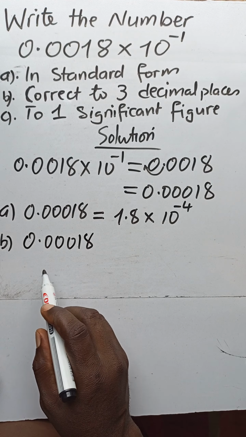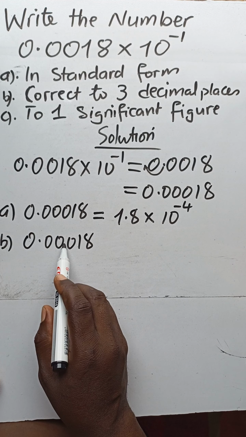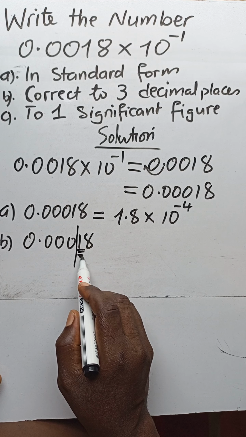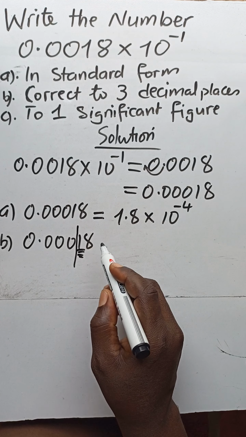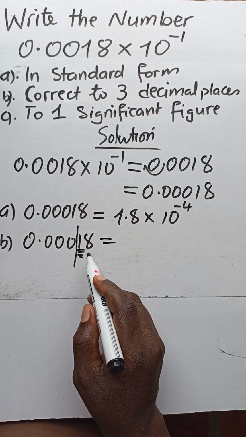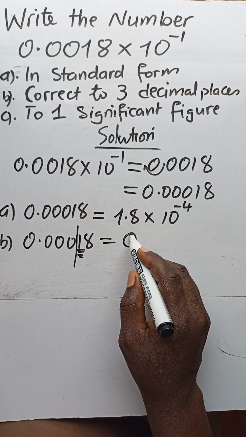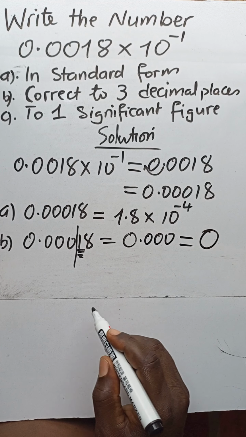That same number, writing it correct to 3 decimal places. This is the decimal point. So we'll count the number of decimal places: first decimal place, second decimal place, third decimal place. And we'll check the digit immediately after that, after the vertical stroke. The digit is less than 5, so everything after the vertical stroke will be thrown away. And so our answer is 0.000, which is just simply 0.